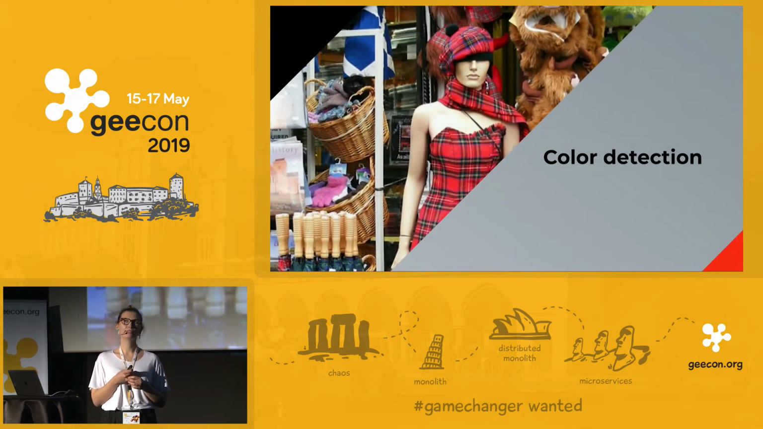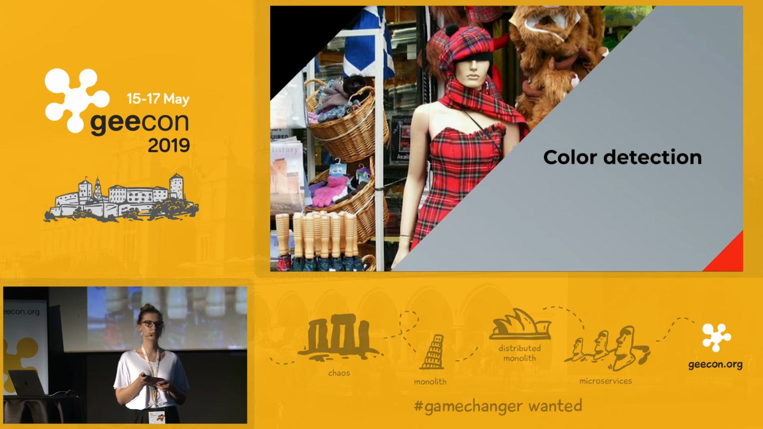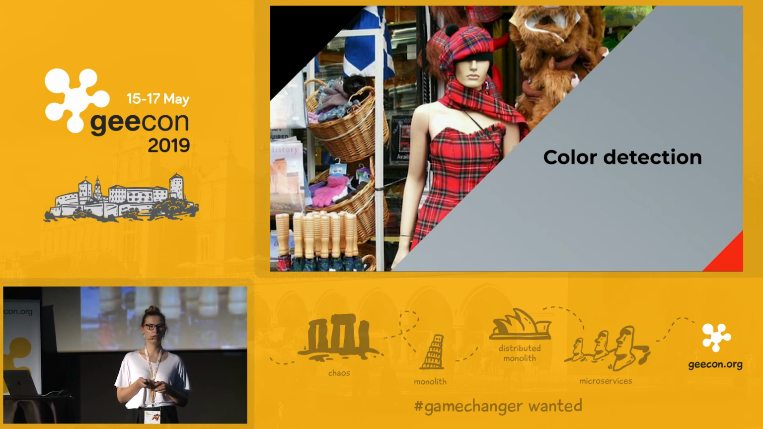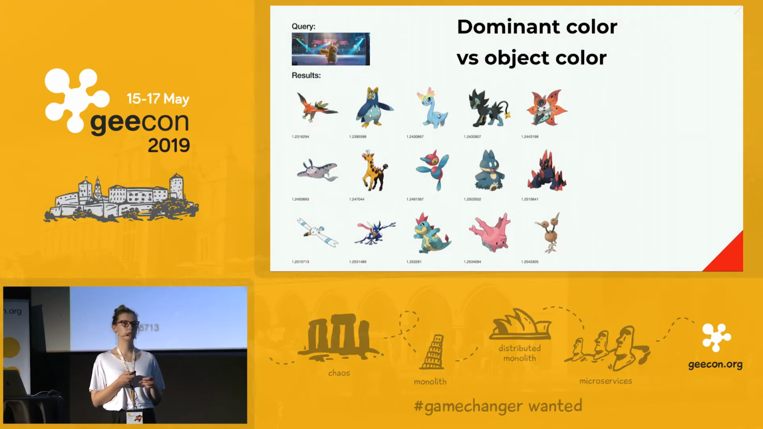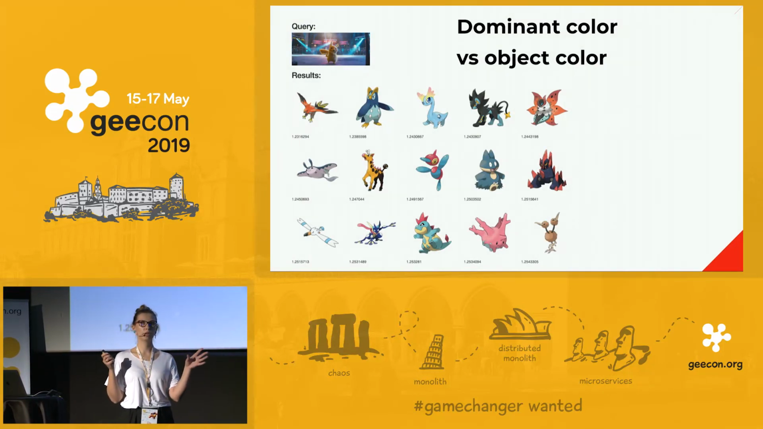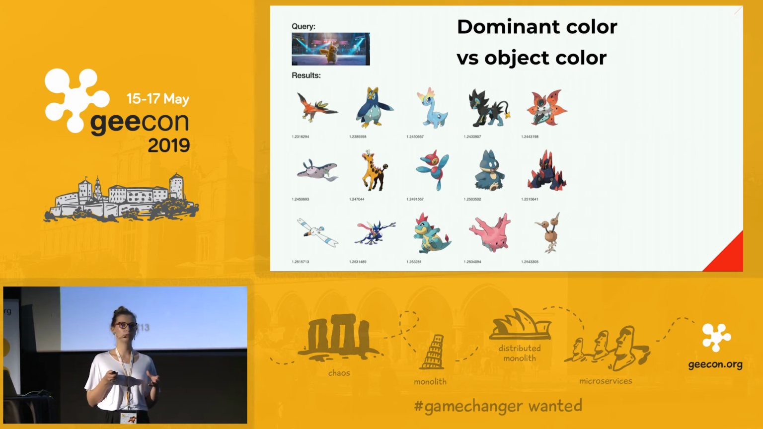Colors. Since we all love talking about colors, I have a couple of challenges connected to that. The dominant color versus object color. Sometimes you have lots of stuff going on in the background, some other colors. So for example, here, the dominant color is blue and maybe pink or, I don't know, violet. So you see that in the results. The result is biased by the dominant color of a picture and not the color of the object that you're looking for.